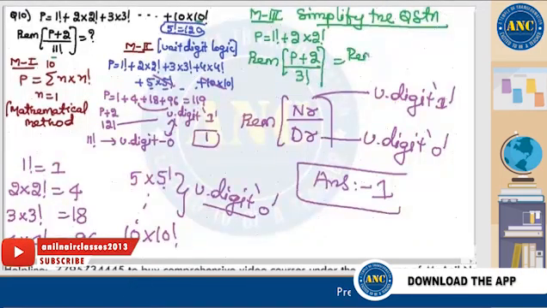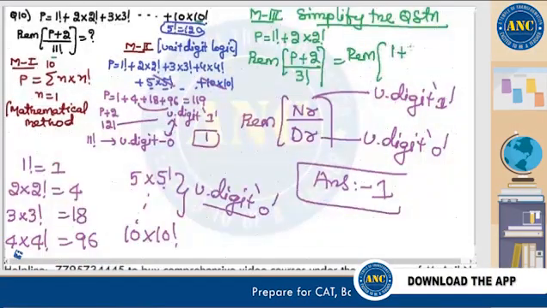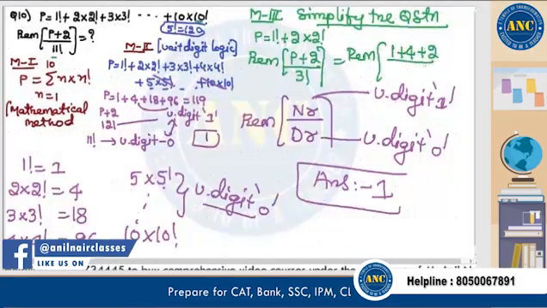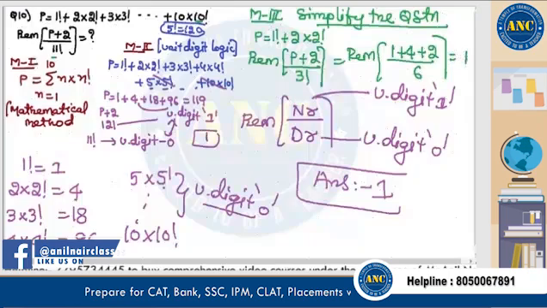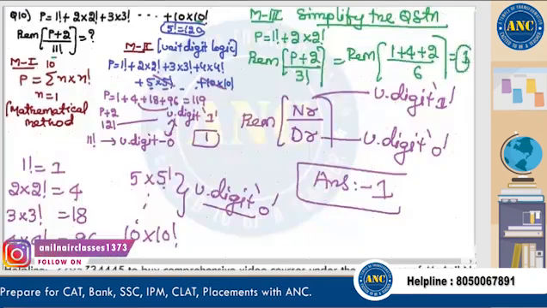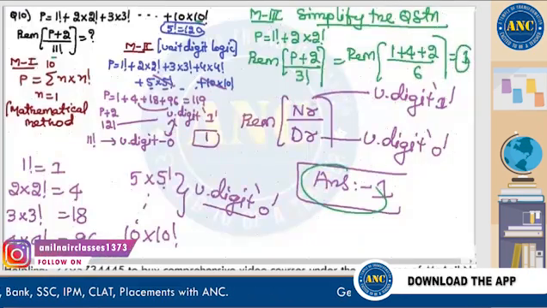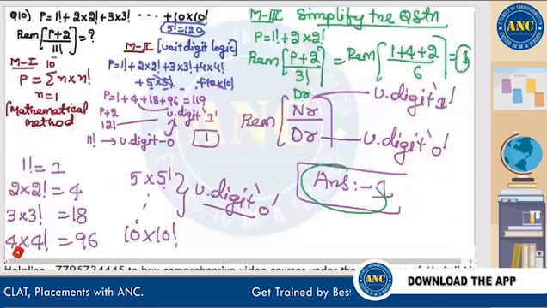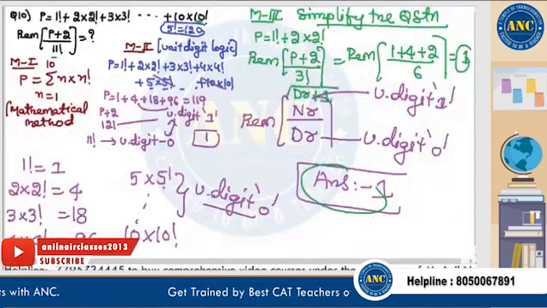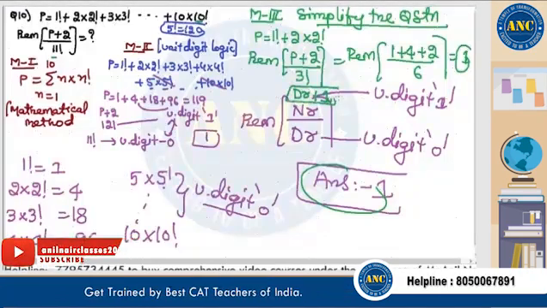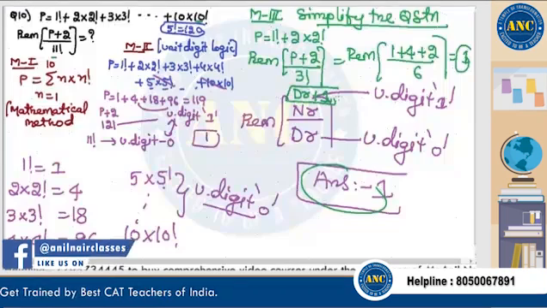It is nothing but 1 plus 4 plus 2 divided by 6, 7 divided by 6. Answer is 1. Why are we getting answer 1? This numerator is nothing but denominator plus 1 you will get. That is the reason I am saying the answer is 1.